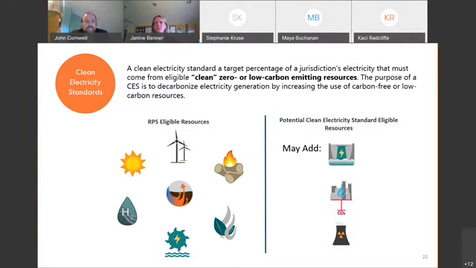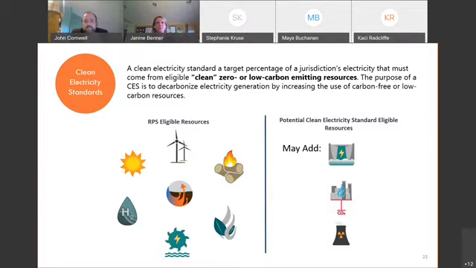So a clean electricity standard sets, again, a target percentage of a jurisdiction's electricity that must come from eligible resources. These are clean, zero or low carbon emitting resources. As I mentioned, every policy across the country is designed slightly differently, but eligible resources typically will include that same set of renewable resources, but also low or zero emitting resources, like more extensive inclusion of hydropower, natural gas or other carbon emitting resources that are equipped with carbon capture and sequestration technologies, or in some cases, nuclear power.